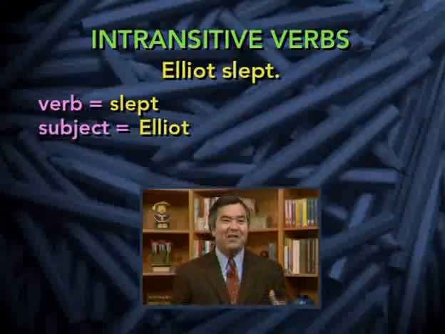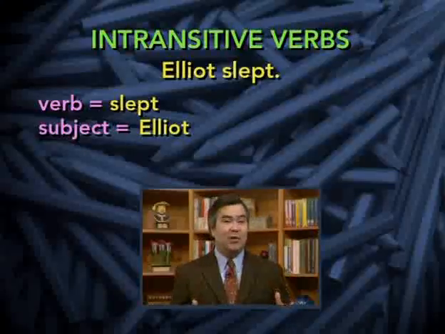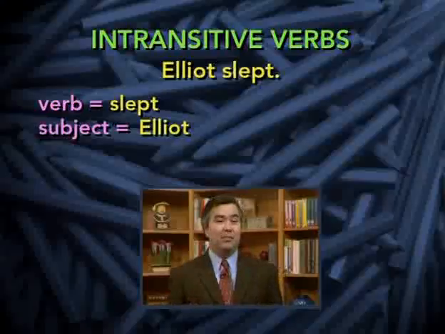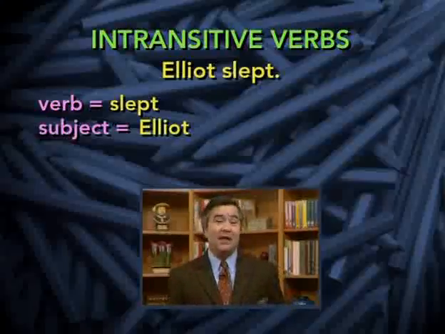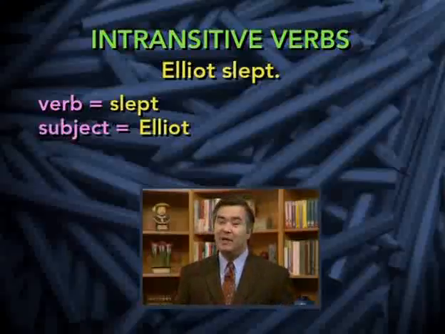Elliot slept, that tells us exactly what happened. It's perfectly clear, and it doesn't sound incomplete. So slept in this sentence is an intransitive verb. It has no object, and it doesn't need one.